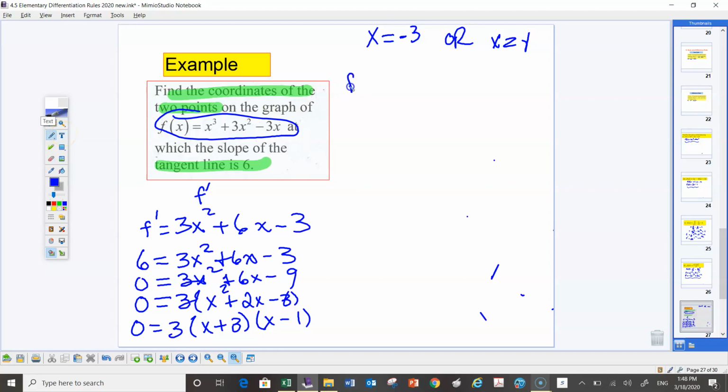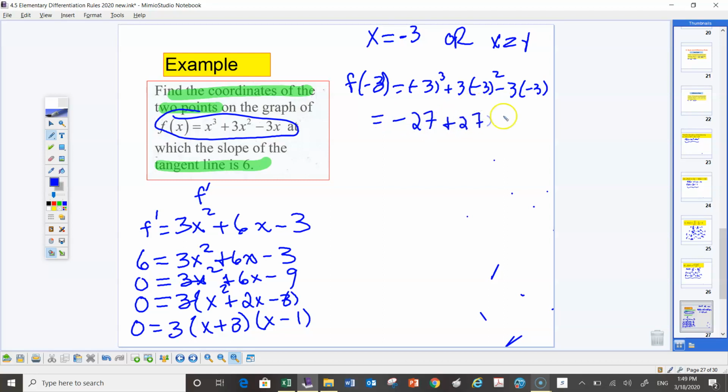So this is going to be f of negative 3 equals negative 3 cubed plus 3 times negative 3 squared minus 3 times negative 3. If we work this out, I get negative 27. The middle term becomes positive 27, plus 9, so this equals 9. So therefore my coordinate is the point negative 3, 9.